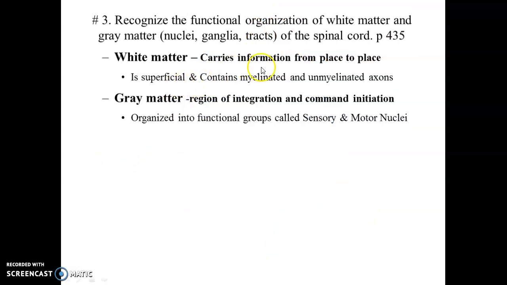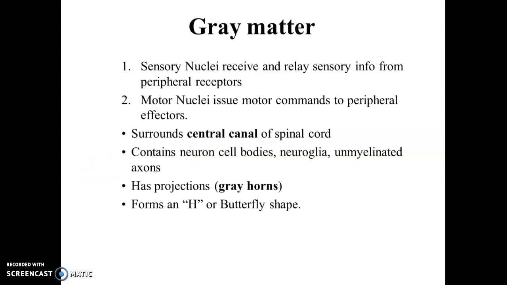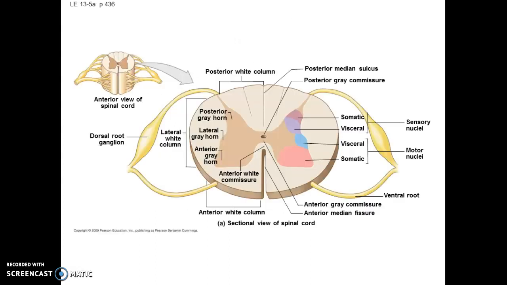White matter carries information from place to place, contains myelination. Gray matter, region of integration and command initiation, into functional groups of sensory and motor nuclei. I'm going to go to the picture which will describe the gray horns or the butterfly shape better. On this drawing, I want you to know pretty much everything.